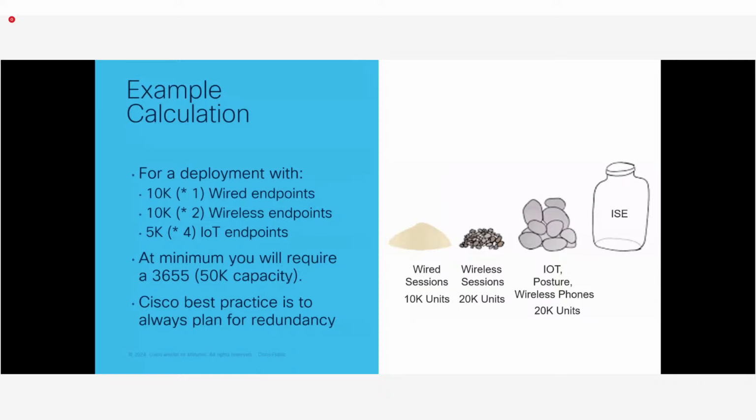So you can see in this example here, if I have 1 unit for 10,000 wired devices, that's 10,000. If I have 2 units for another 10,000 wireless devices, that's going to be 30,000. And then if I have 5,000 IoT devices, that's going to be another 20,000, creating a total of 50,000 capacity to fit into the jar that is ICE.